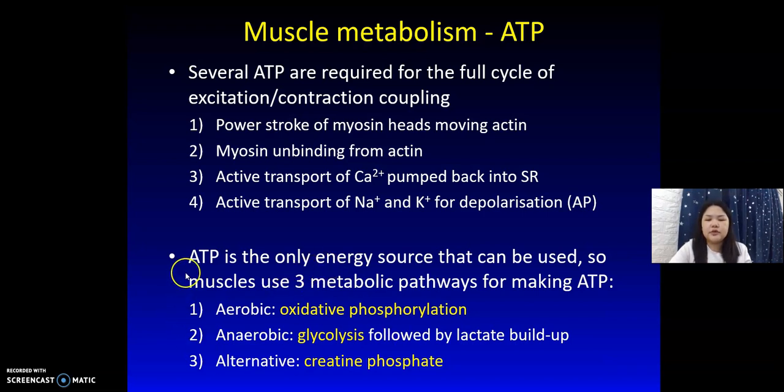So muscle uses three metabolic pathways for making ATP. First, aerobic respiration, which is oxidative phosphorylation; anaerobic respiration, glycolysis, followed by the lactic buildup. Alternative method is the creatine phosphate.